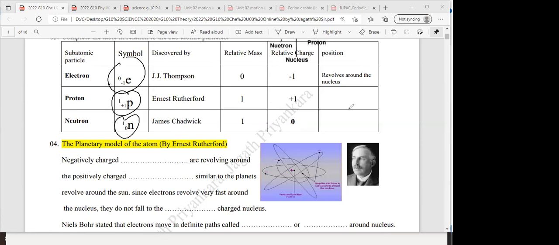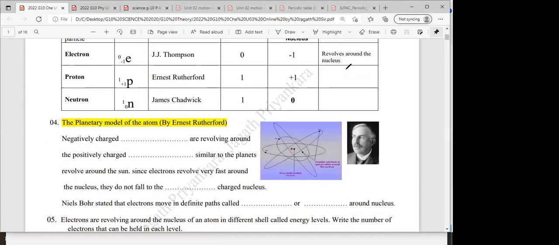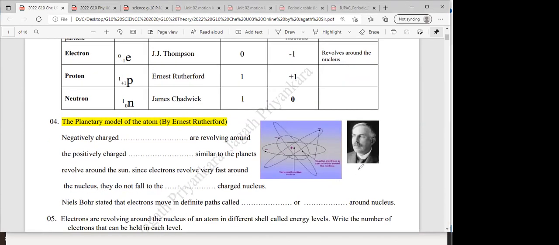Now the most accepted one, out of all those models, was presented by Ernest Rutherford. If you want to write below this, this is the image of E. Rutherford. E means Ernest, right? E. Rutherford. The model he gave was named the planetary model.